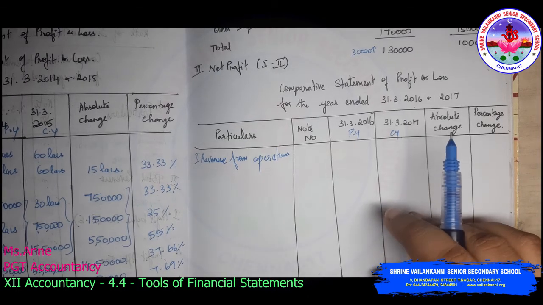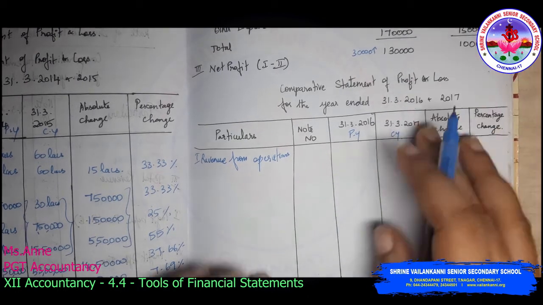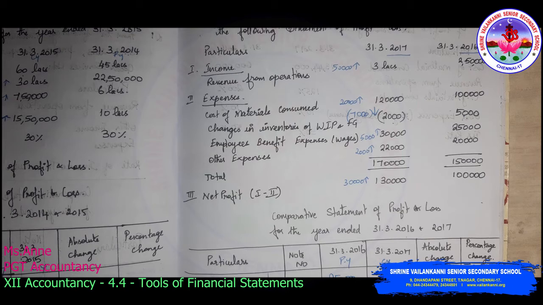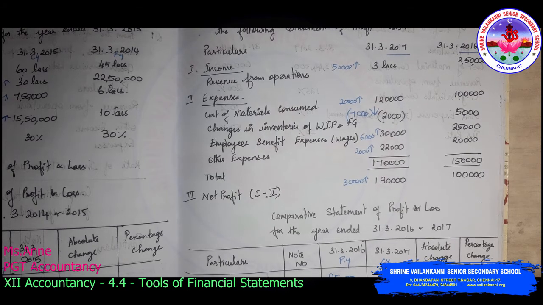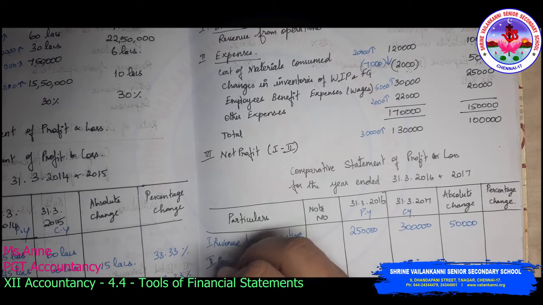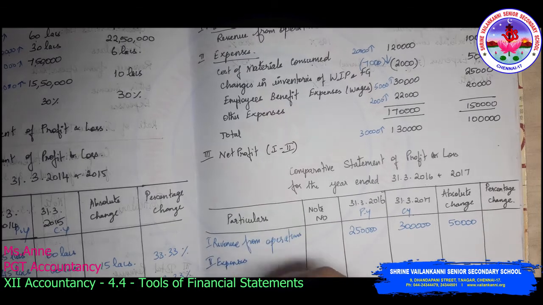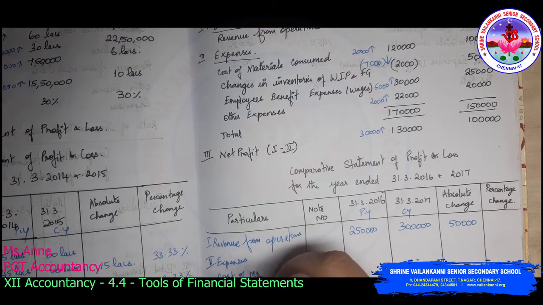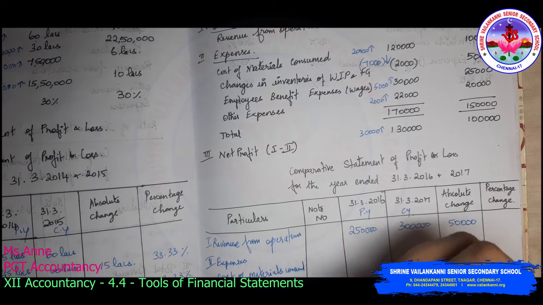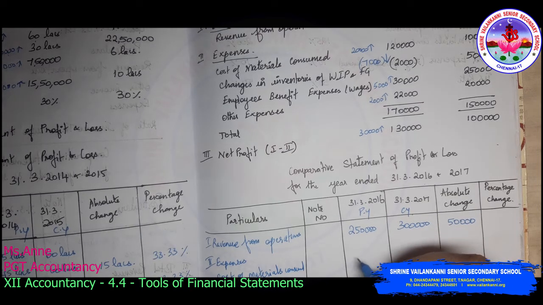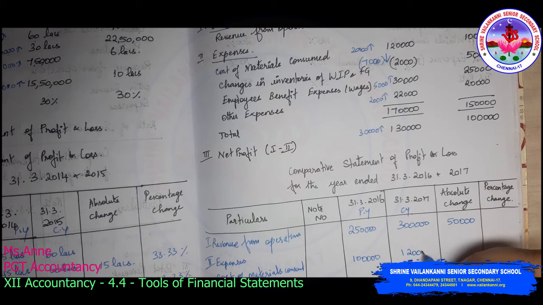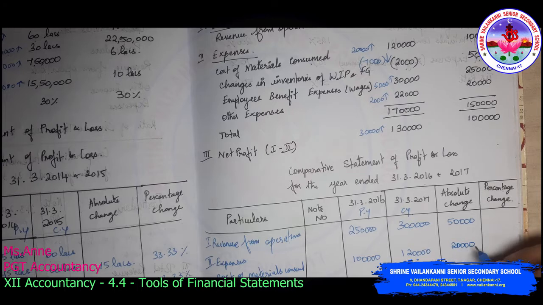So revenue from operations, I'm just going to write the figures. So 2016 is 2,50,000 and 3 lakhs. Absolute change being 50,000, a positive figure. Then I am going to write the expenses. What are the expenses? Cost of material consumed. So cost of material consumed 2016 it is 1 lakh. 2017 it is 1,20,000. So 20,000 is the absolute change.